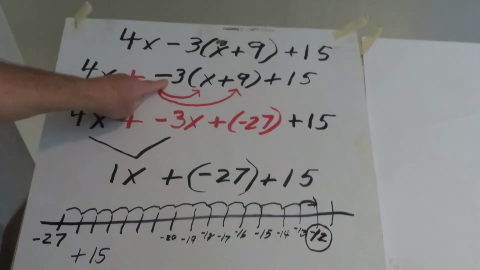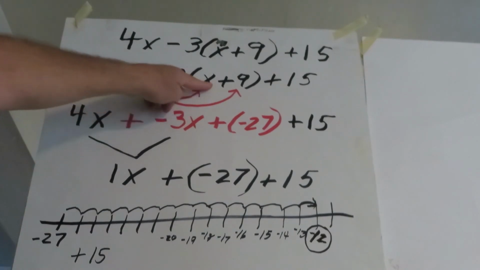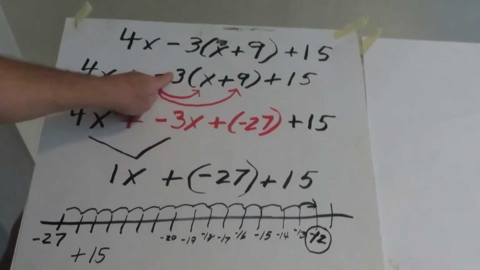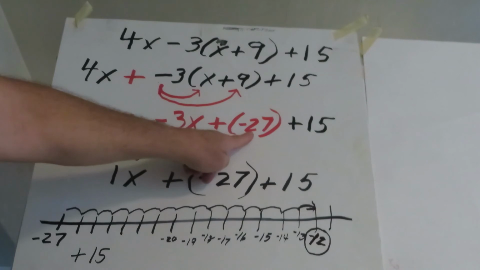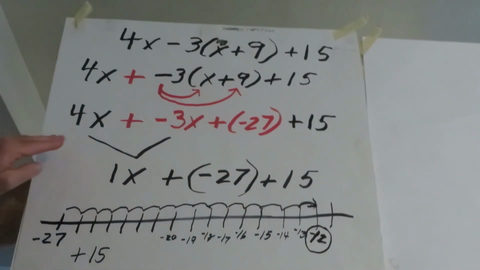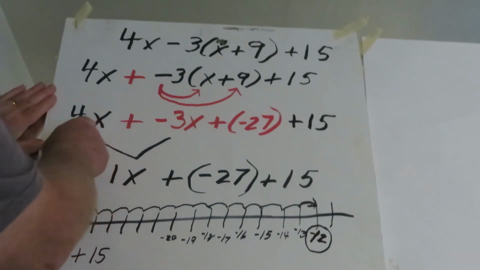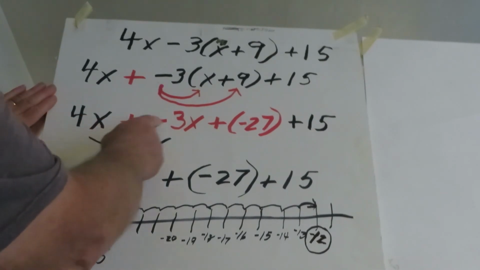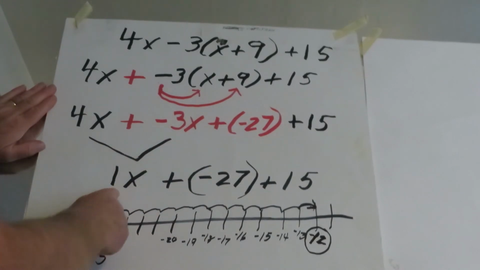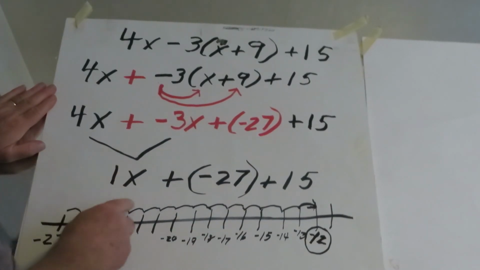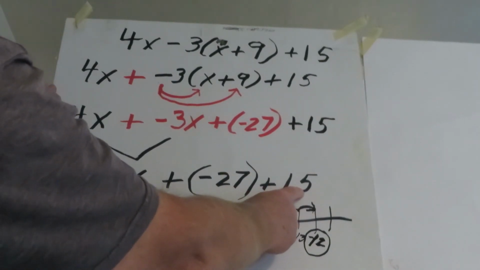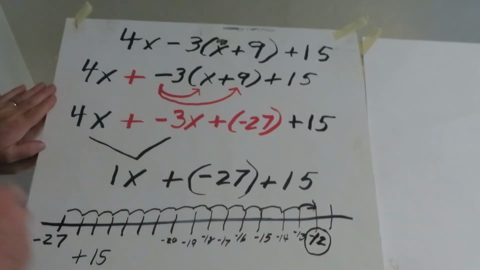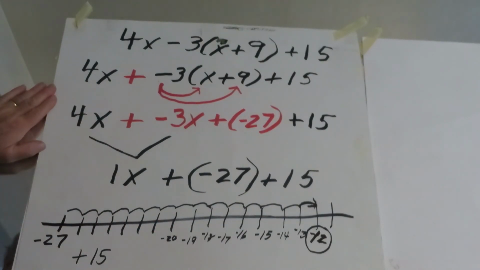Now I distribute the negative 3. Negative 3 times x gives me negative 3x. Negative 3 times 9 gives me plus negative 27 plus 15. Okay, and then I can combine 4x plus negative 3x, which gives me 1x, or x. Oftentimes we leave the 1 off, but x plus negative 27 plus 15. And you can use the 3-step process to do this, but I went ahead and just did the number line for the heck of it.